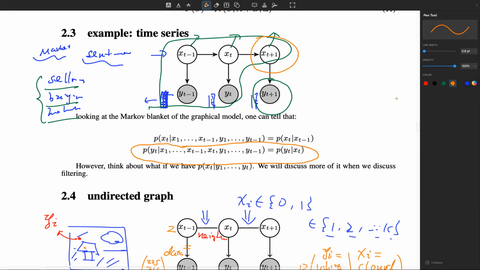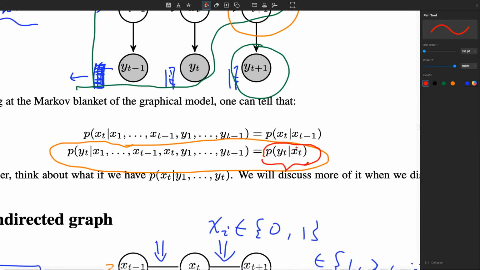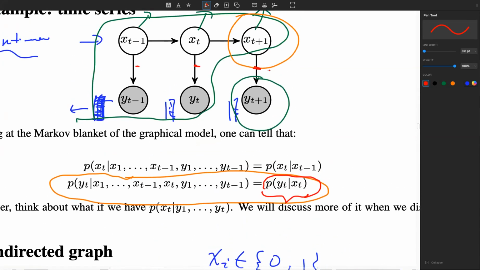So I need to specify this. If I want to specify this model, I need to specify which corresponds to which arrow. If I look at this, which arrow does it represent? It's this arrow here, right? P of yt conditioned on xt. Okay, so these are the arrows I represent. By the way, it has a special name. Does anyone know the name of this arrow? Has anyone ever worked on a filtering problem before? Probabilistic filtering. It's actually called emission probability. Or sometimes people call it measurement probability.